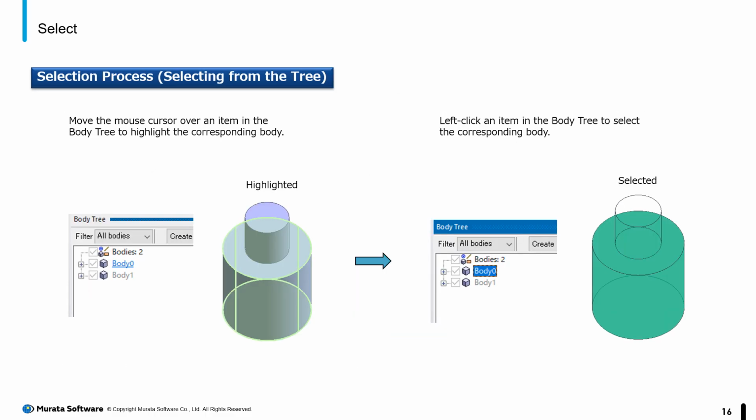Continuing with the select process, this slide shows how to select bodies from the body tree. When you start Femtet, a body tree is displayed on the left side of the screen. The bodies created in your model are shown in a tree format, and you can select a body by clicking on the items on this tree.